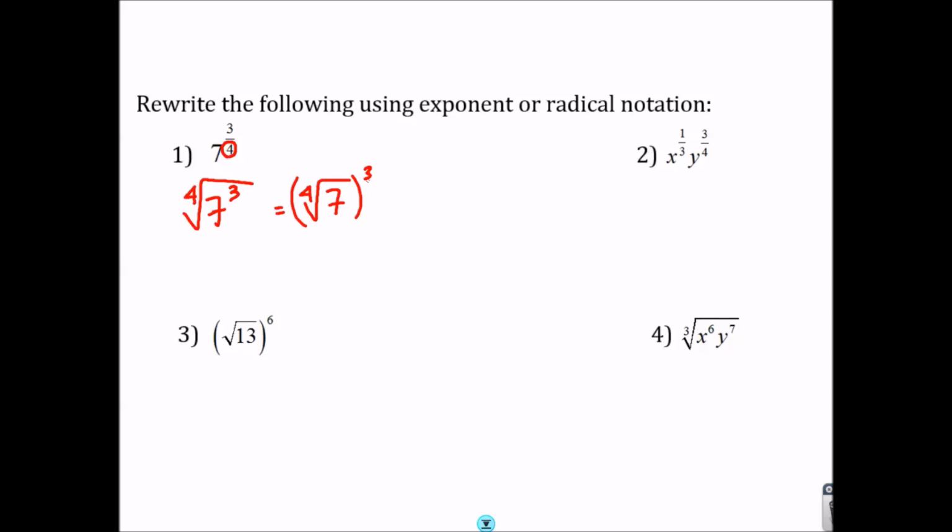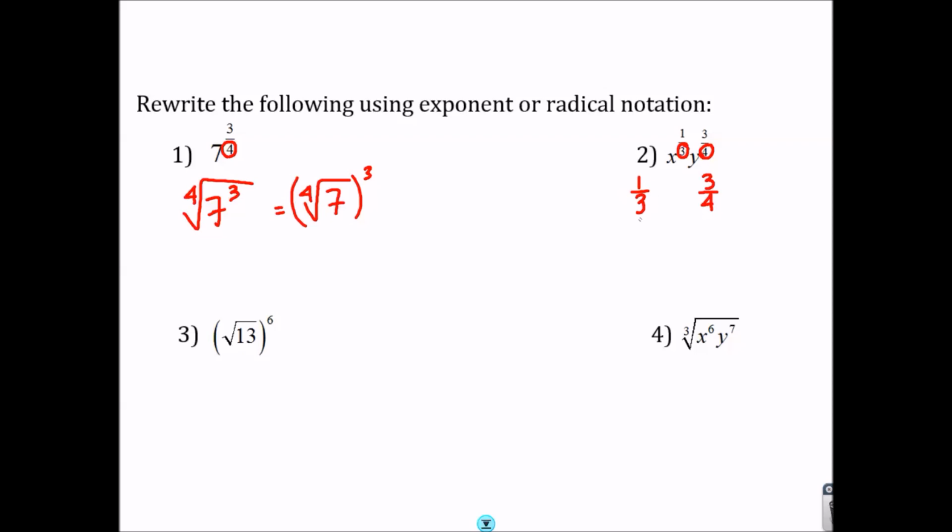Now, number 2 is a little tricky. We have two terms with rational exponents, but they have different denominators, which means they're going to have different indices. We want them to have the same index. So I'm going to make them have a common denominator. That way they have the same index. When we think back to elementary school when we did common denominators, if you have 1/3 and 3/4, you want to find a number that both 3 and 4 go into, which is 12.